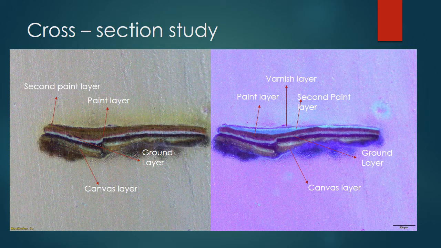Cross-section study. This method involves the removal of minute samples from the painting to be embedded in polyester resin. The investigation of the microstructure of a painting from the examination of the embedded paint sample under an optical microscope provides the conservator with the fundamental understanding of the materials, layers and technique of the painting. In this particular case, we were able to identify the presence of ground, different layers of paint and a thick layer of natural varnish.